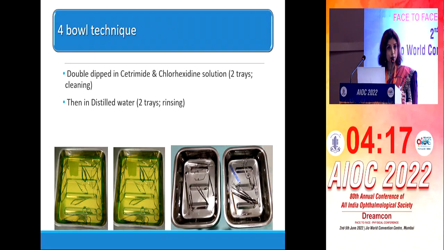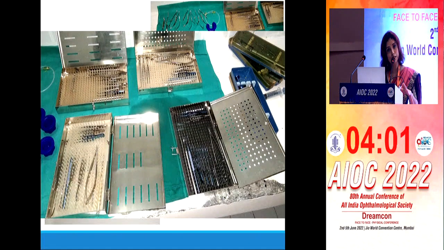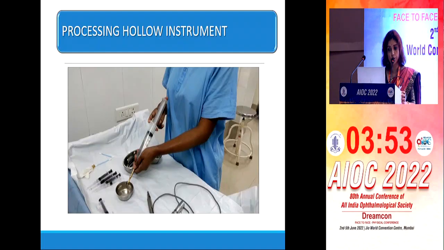Then they are double dipped. We use the 4-bowl technique, double dipped in cetrimide and chlorhexidine solution. Two trays, then they are put back in 2 more trays having distilled water. The instruments after drying are packed in this pattern like sets, like vitrectomy sets, cataract sets, and glaucoma sets, and they are kept in these stainless steel boxes waiting to be autoclaved.